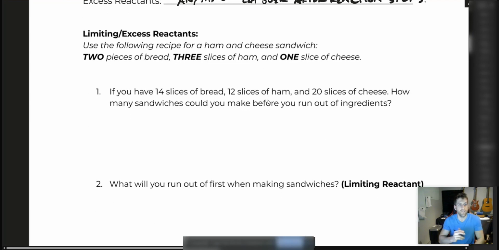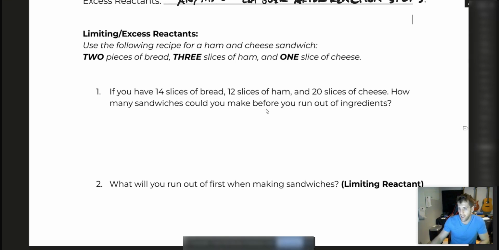So we are going to use the following recipe for a ham and cheese sandwich: 2 pieces of bread, 3 slices of ham, and 1 slice of cheese. Okay, great. We have some rules. That's the recipe, the theoretical recipe or the factual recipe, whatever. If you have 14 slices of bread, 12 slices of ham, and 20 slices of cheese, how many sandwiches could you make before you run out of ingredients?